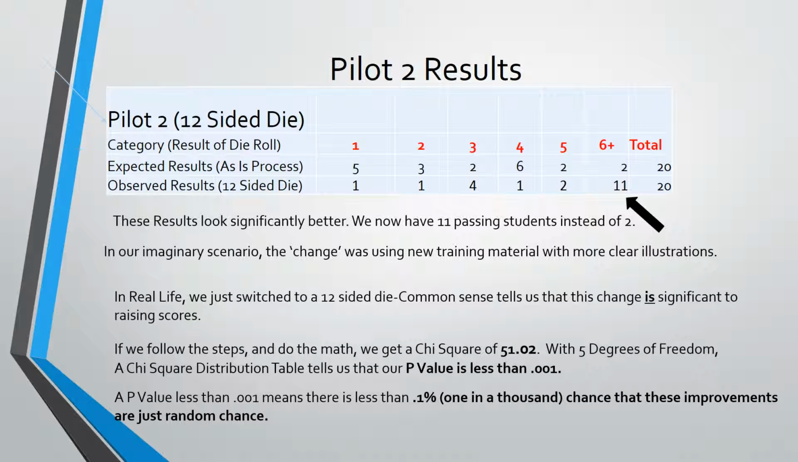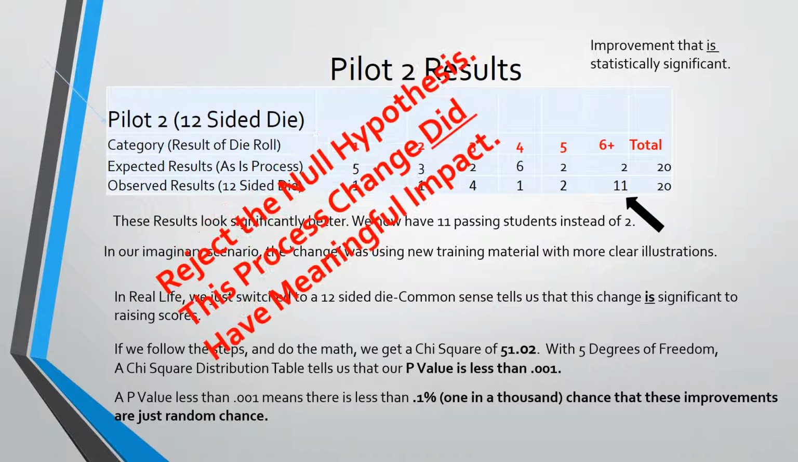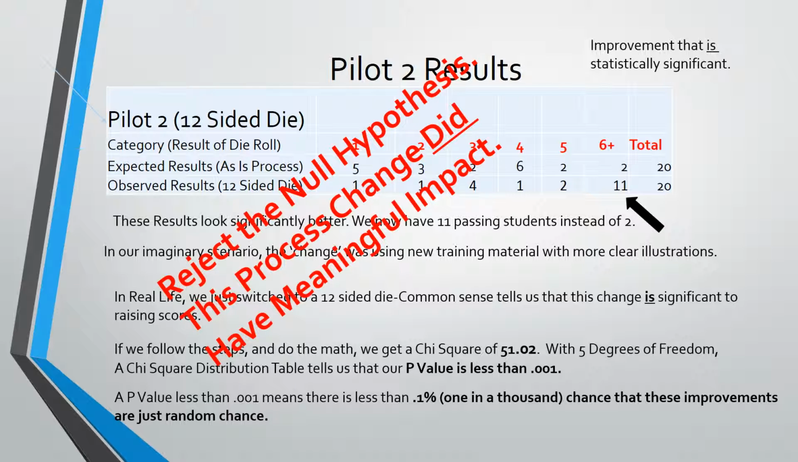means there is less than a 0.1% chance, so that's about 1 in 1,000, less than 1 in 1,000 chance that these improvements are just random. These are statistically significant changes in results, and we would reject the null hypothesis. This process change did have meaningful impact, so we're going to accept the alternative hypothesis.